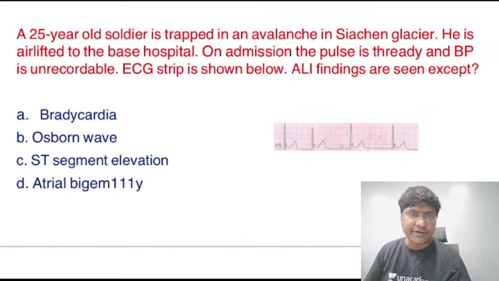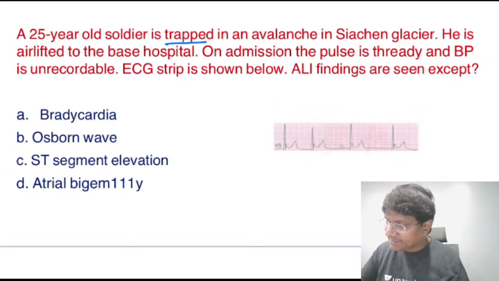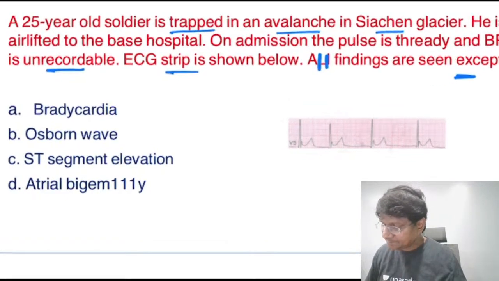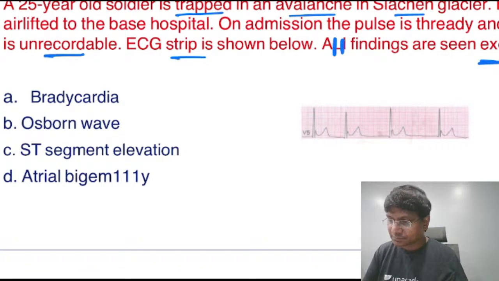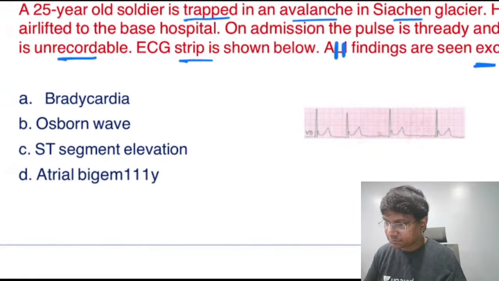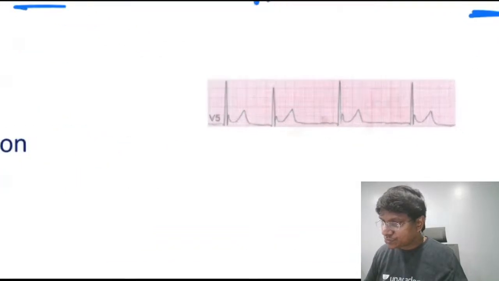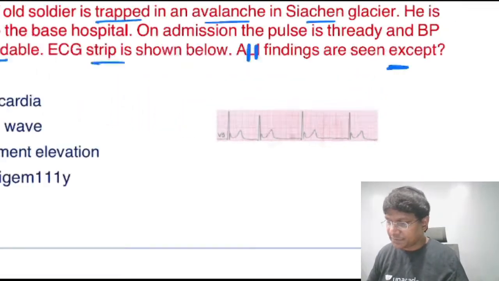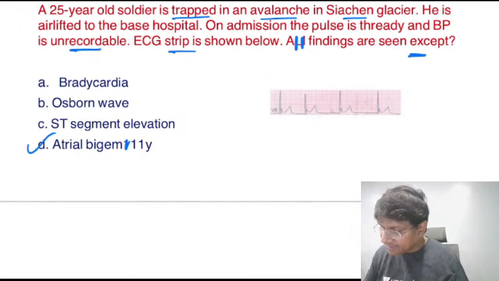Right. A 25-year-old soldier is trapped in an avalanche in Siachen Glacier. He is airlifted to the base hospital. On admission, the pulse is steady and blood pressure is unrecordable. ECG strip is shown below. All of the following findings are seen except. Right. So the patient is having the Osborne wave. What you are not able to see is the atrial bigeminy.